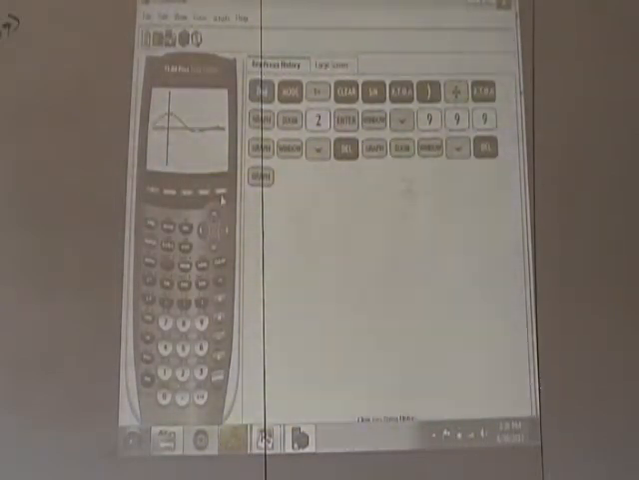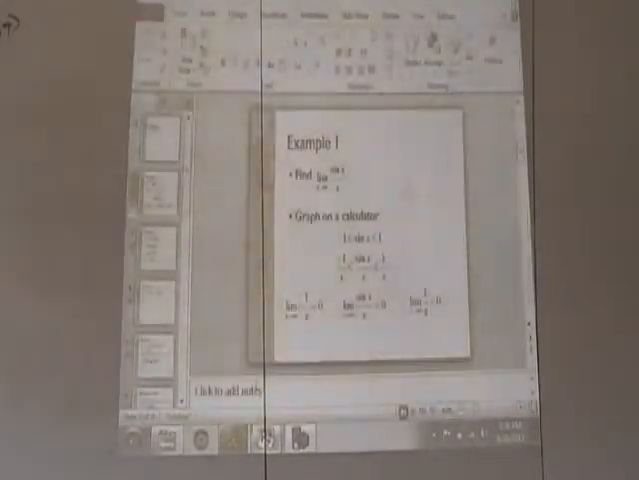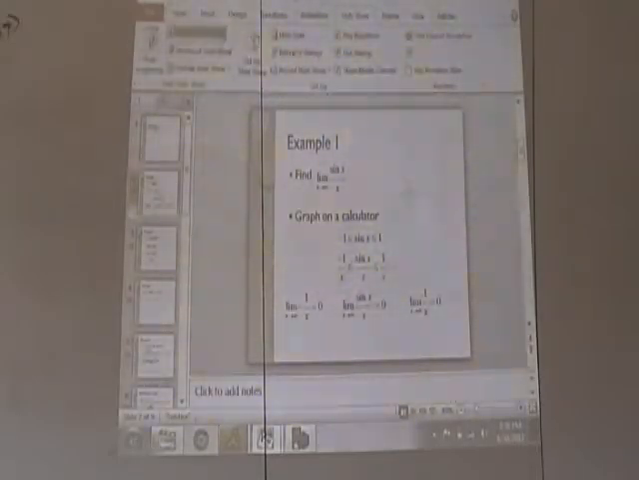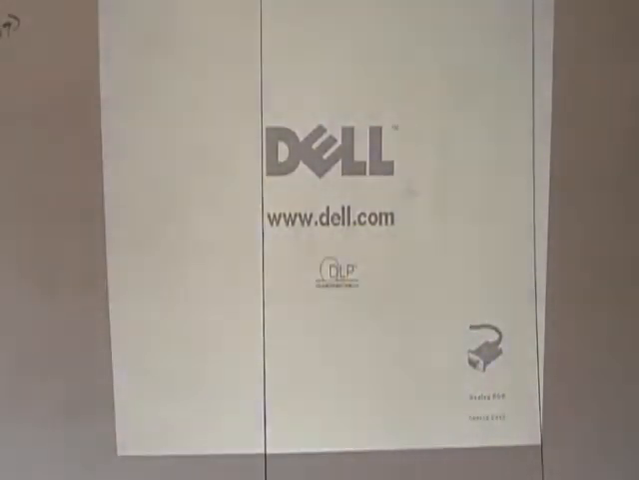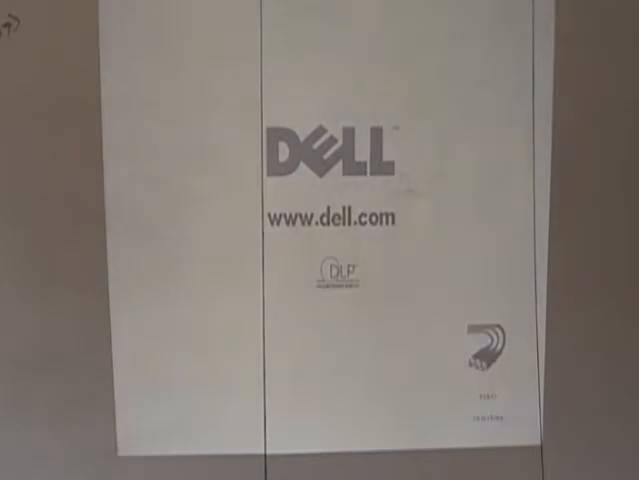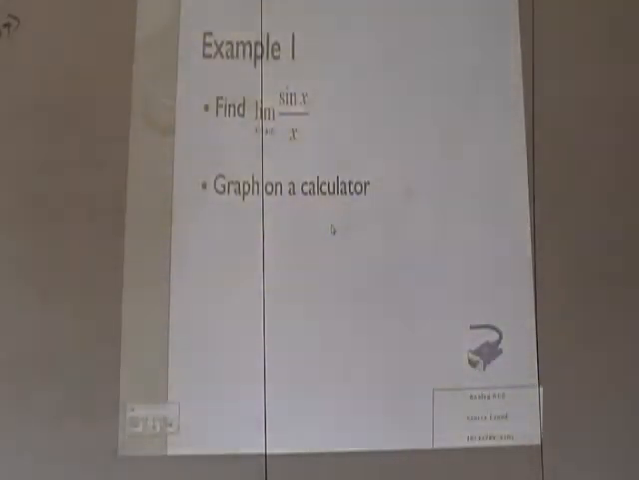Does that make sense? Okay, so the limit of sine x over x as x approaches infinity is equal to what? 0. Okay, everyone agree with that? Yes. Everyone believe me? No? Okay, let me show you another way then.